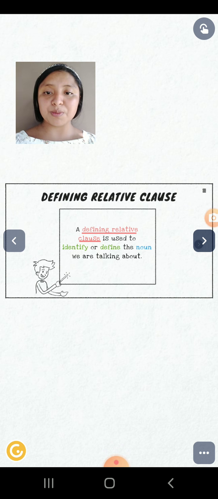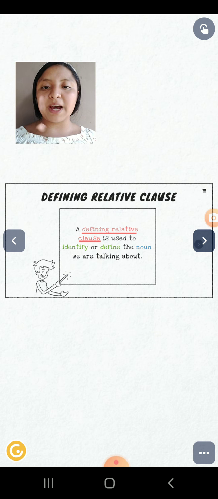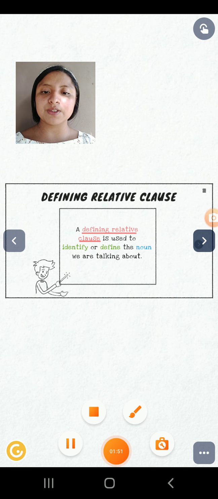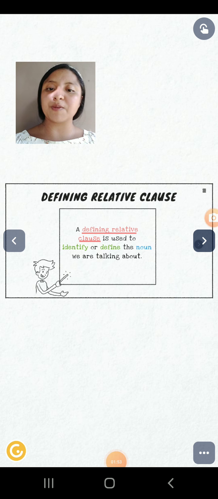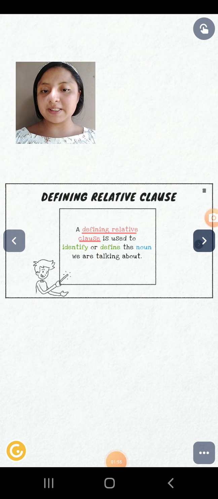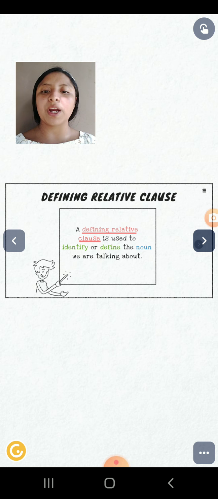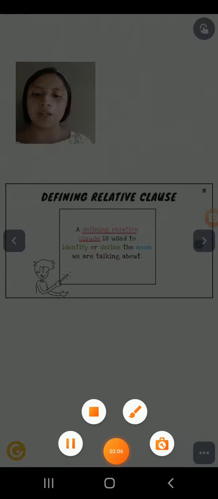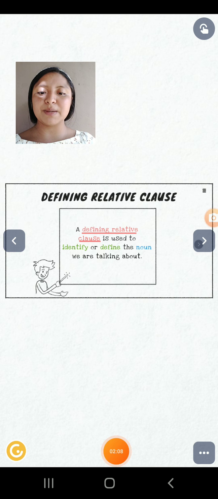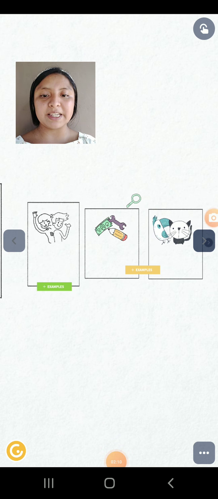So, as I mentioned before, we have two different relative clauses. We have the defining relative clauses and the non-defining relative clauses. Let's see what a defining relative clause is. This is used actually to identify or define the noun we are talking about. So let's see some examples so that you can have a better idea.